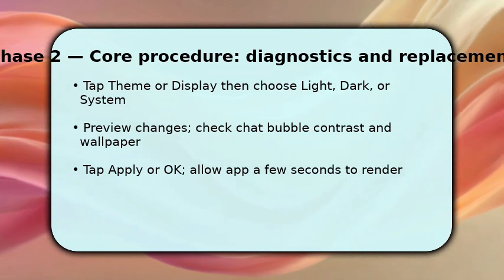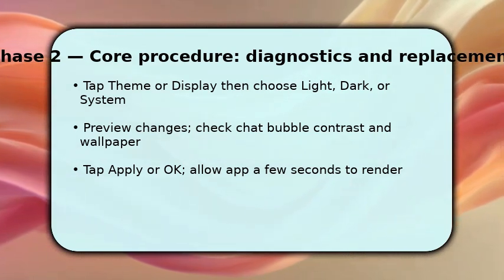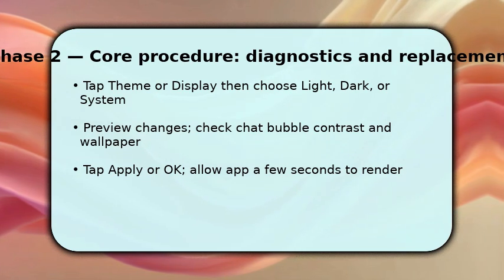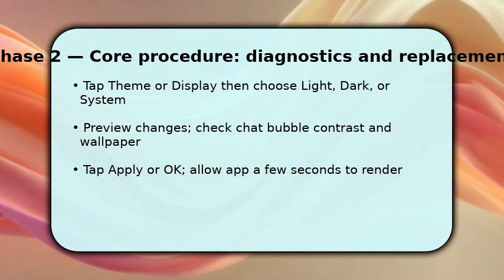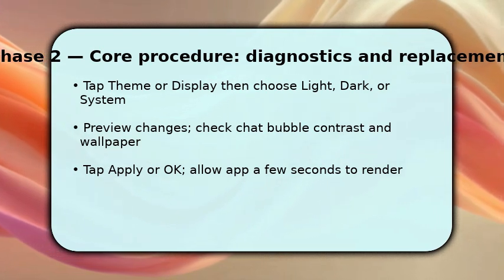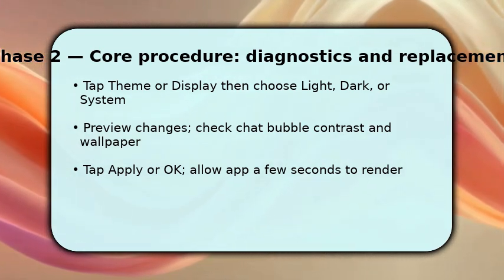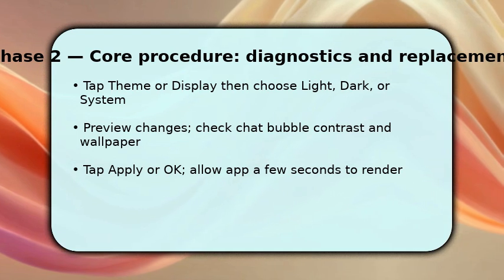Tap Theme or Display, select Light, Dark, or System, and preview before committing. You should check contrast and wallpaper compatibility since poor contrast makes text hard to read. That's why you preview. After choosing, tap Apply or OK and wait a few seconds for the interface to re-render.